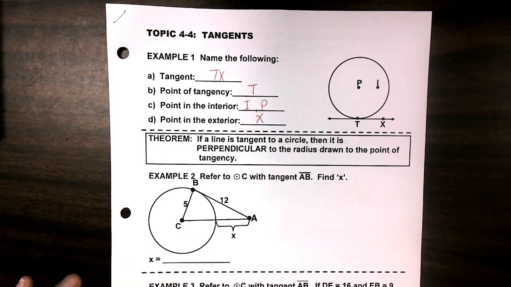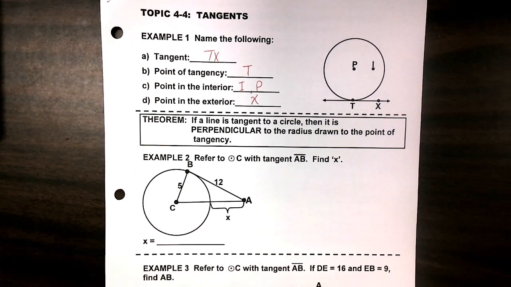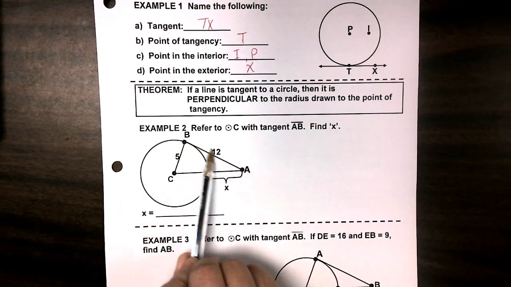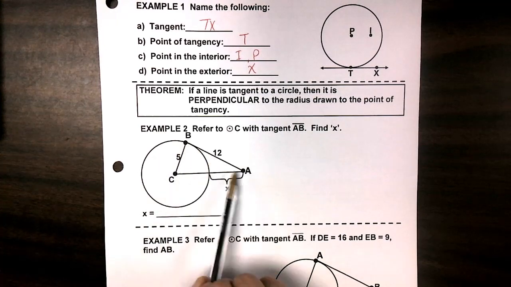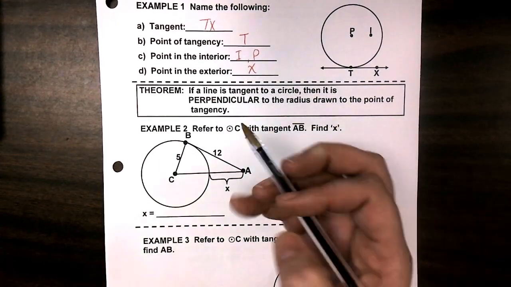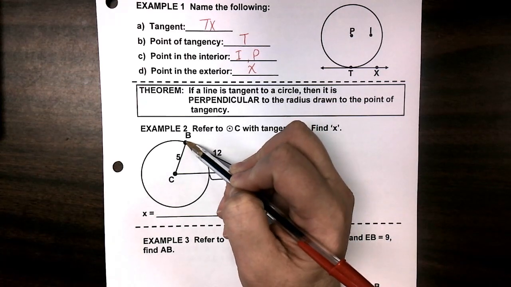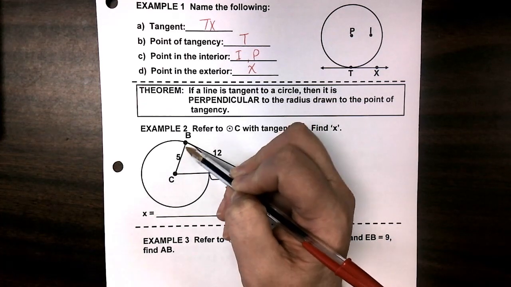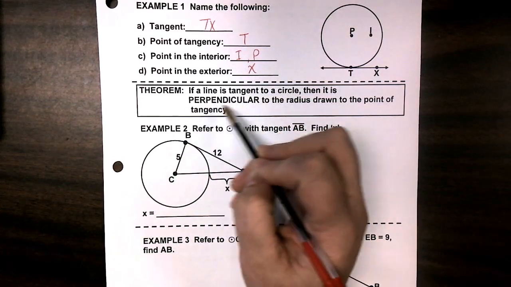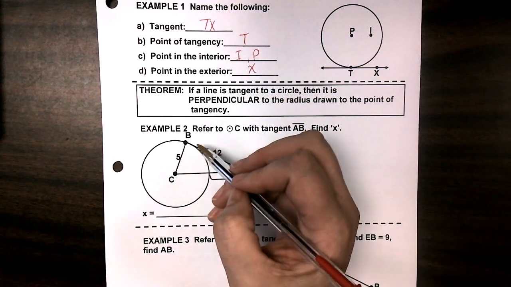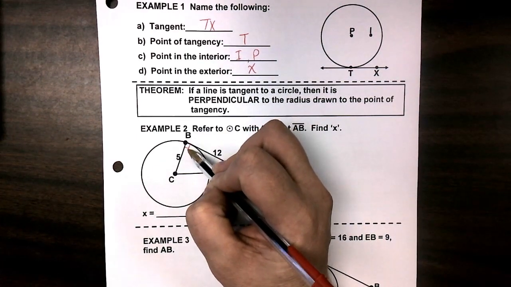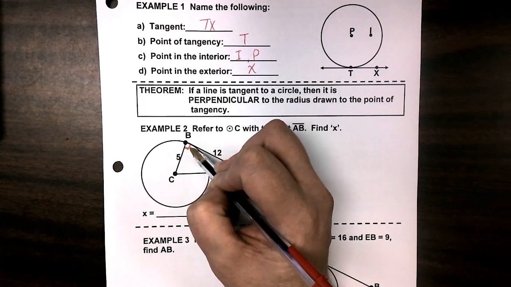So, the first theorem that we're going to look at says that if a line is tangent to a circle, so in example 2, AB is tangent to the circle. If that is true, then it is perpendicular to the radius drawn to the point of tangency. So this is the point of tangency. This is the radius drawn to it. So this radius and this tangent are perpendicular, which means they form what kind of angle? Right. A right angle.